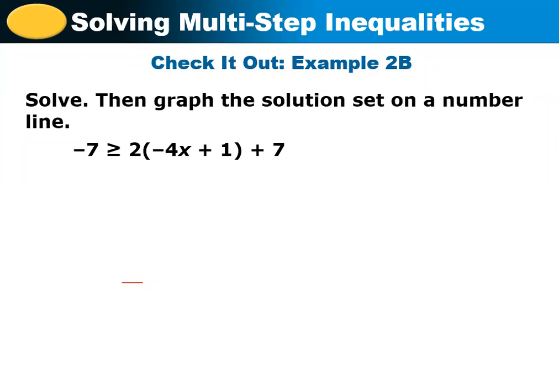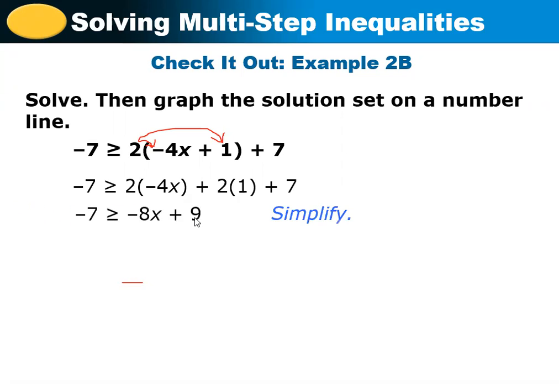In this case, it's your turn to try to solve it by yourself. What we have to do is distribute the number over the parentheses in the same way. So we keep negative 7 and then we multiply 2 times negative 4 one time and then 2 times 2 a second time. Then negative 7 is more than or equal to negative 8x plus 9.